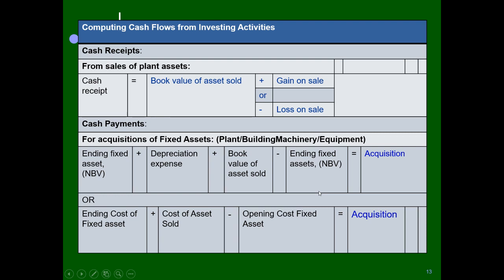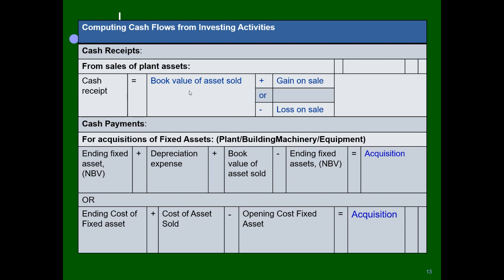When you want to calculate cash flow from investing activities, there are formulas that you can use to determine the amount of cash received. For any cash received from sales of plant or assets, if you are not given the amount of cash received, you have to calculate it based on the information given. So what do you have to look up? You have to look at the book value of the asset sold.